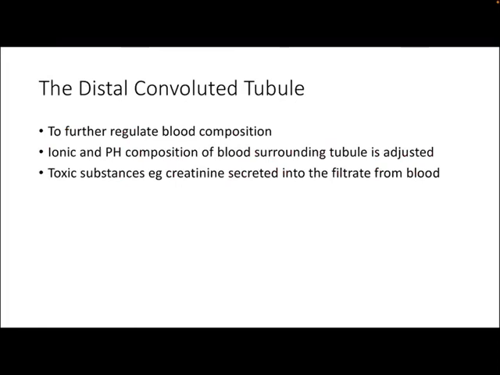The distal convoluted tubule is after the loop of Henle, and its job is really to further regulate blood composition. So the ionic and pH composition of the blood surrounding the tubule is adjusted, and toxic substances like creatinine are secreted into the filtrate from the blood at the distal convoluted tubule.